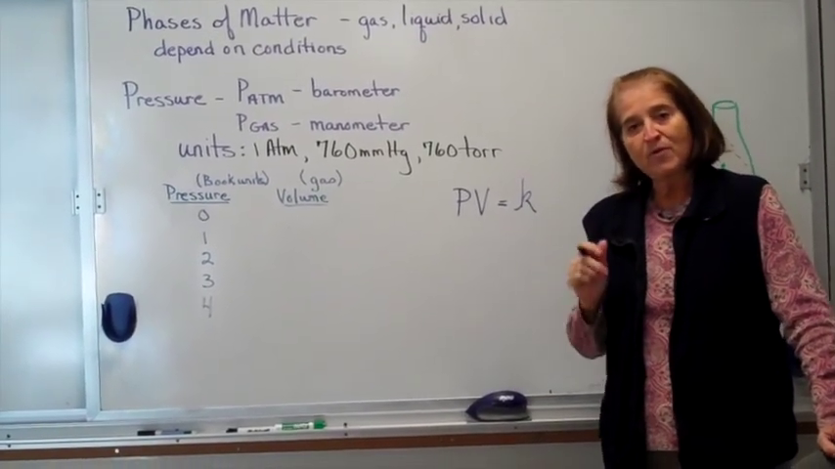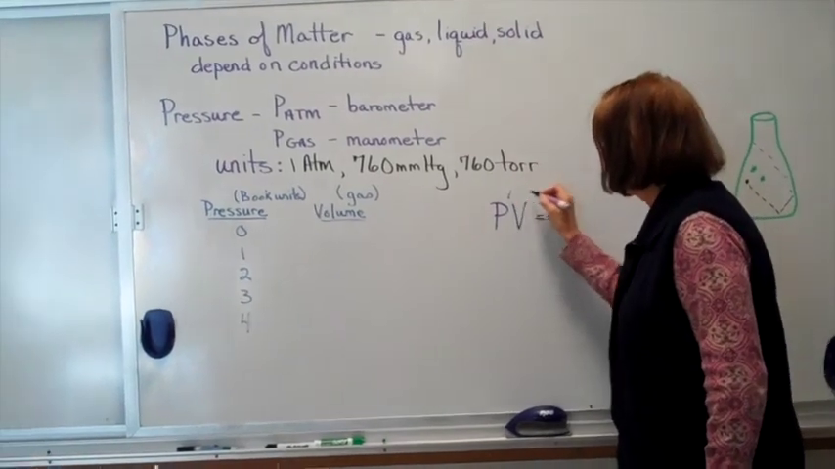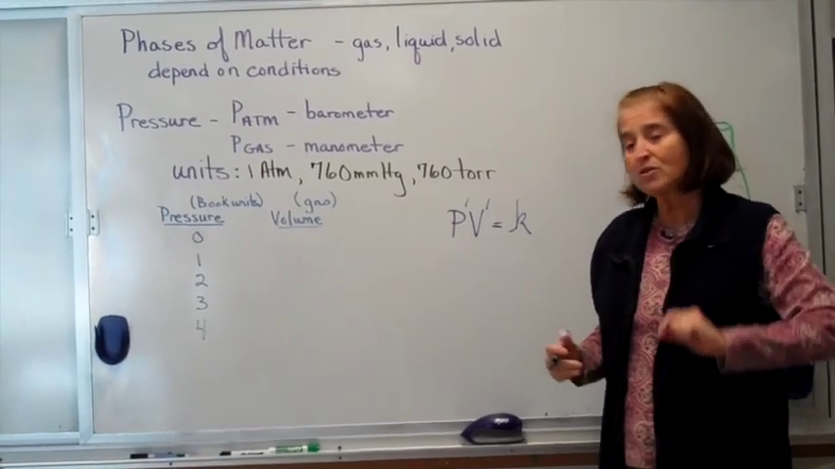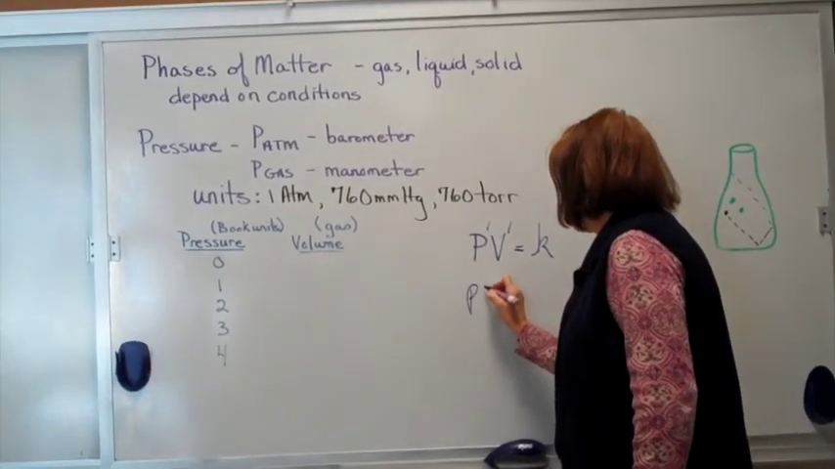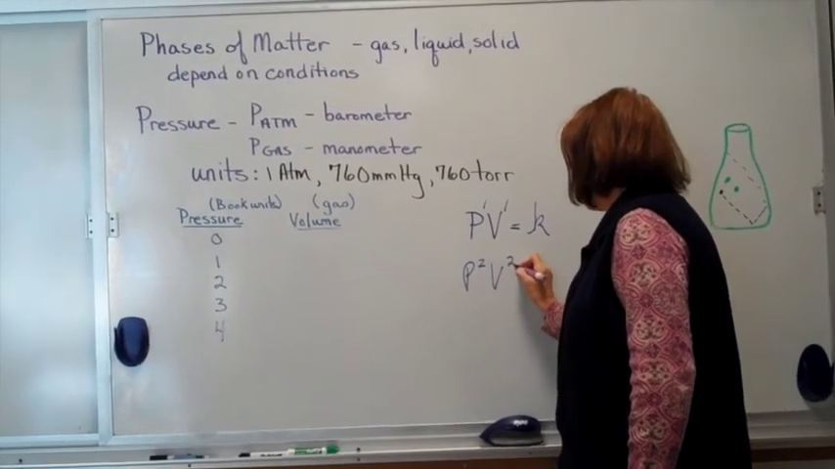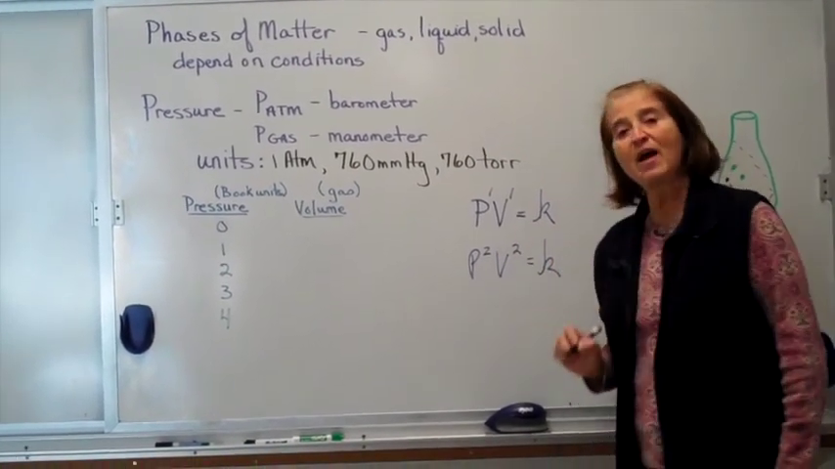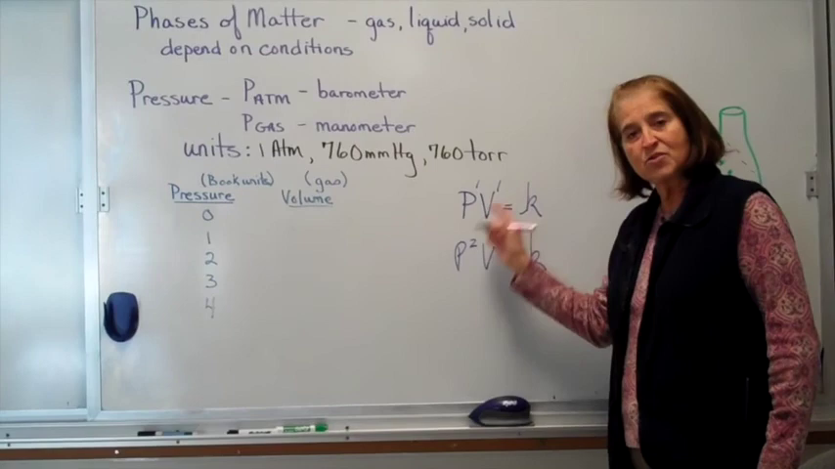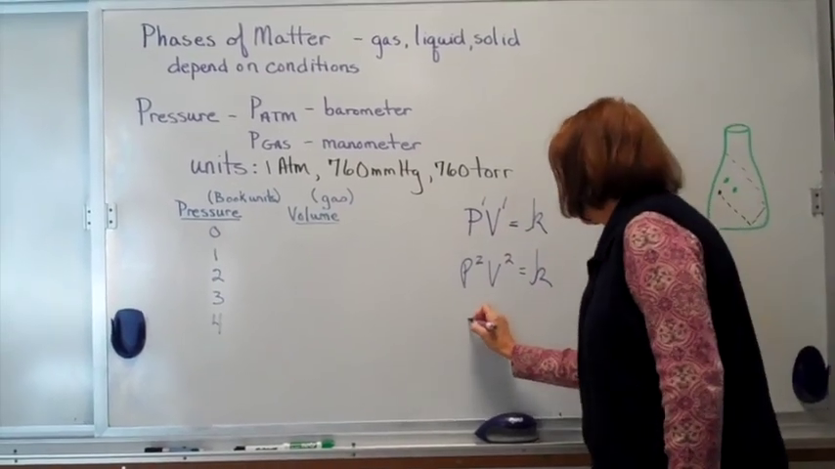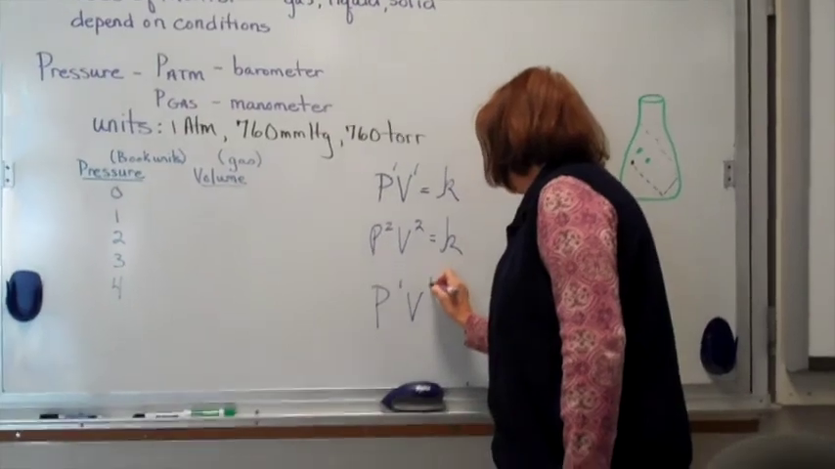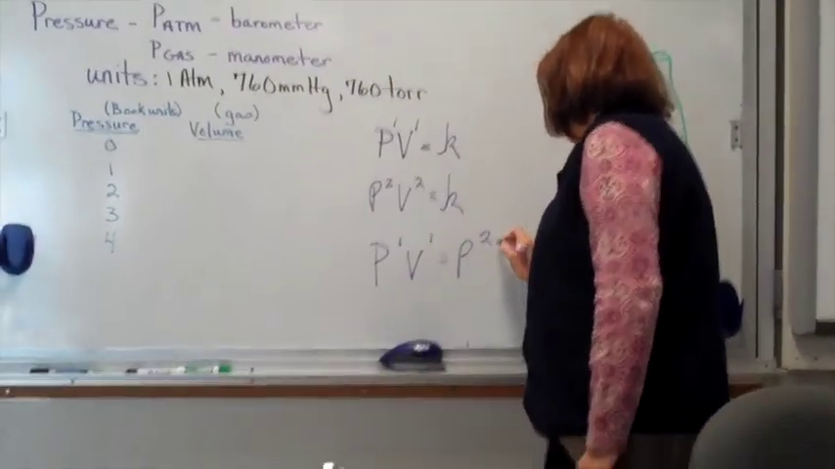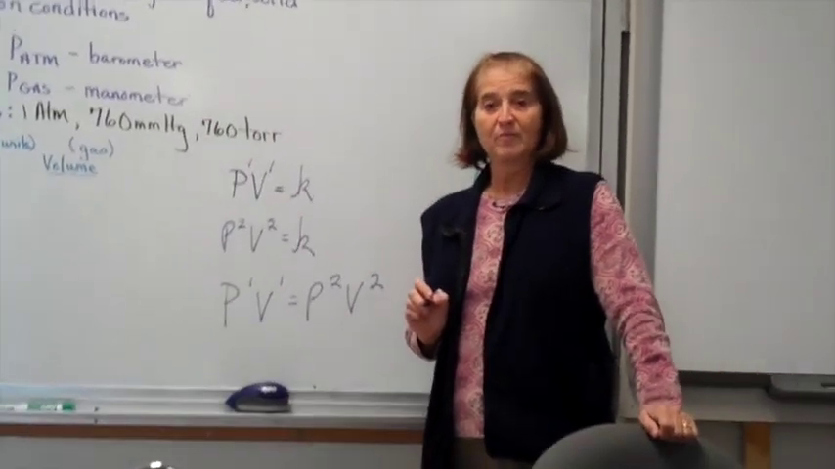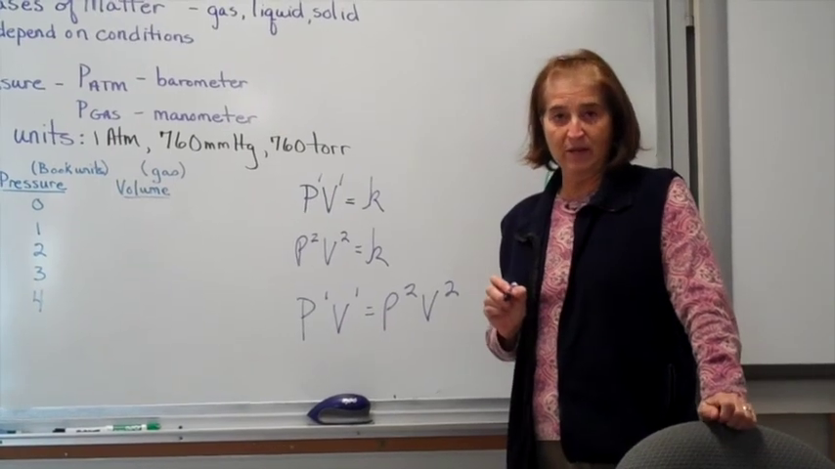Now, I took my first measurement. We'll call this P1 and V1. It gives me a constant value. When I took my second measurement, which would be P2, V2, I would get the same value of K. It is a constant. If this is true, then substituting for K, I would come up with P1V1 equals P2V2. This is Boyle's law. Pressure and volume are inversely related.